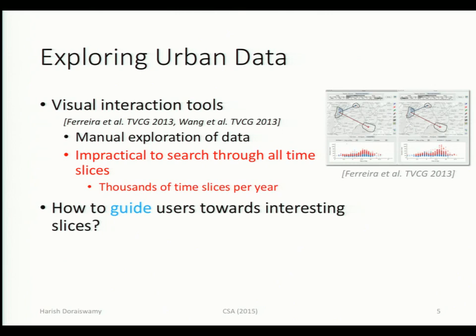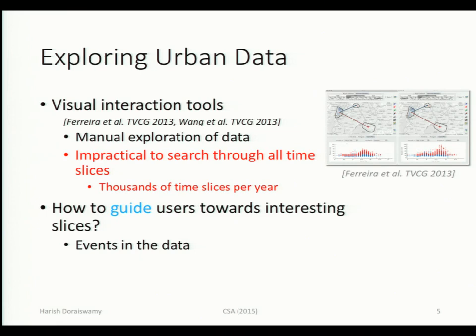So the problem that I'm going to be focusing on is how can you guide users towards interesting slices of the data. One extreme is completely automatic methods which just take the data, do some processing and say, okay, this is what is interesting. The other extreme is, here's the data, you explore the whole thing. We want to be somewhere in between, saying that these are potential time slices where something interesting happened. Go have a look at it. If you don't like it, you can still explore the other parts.